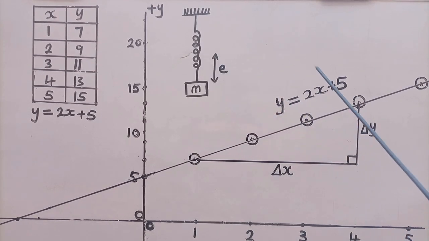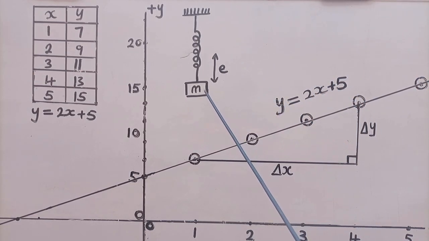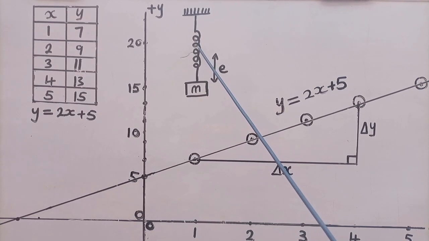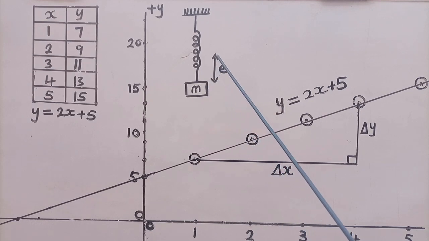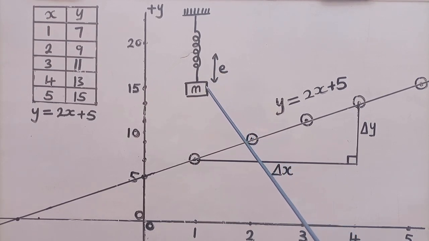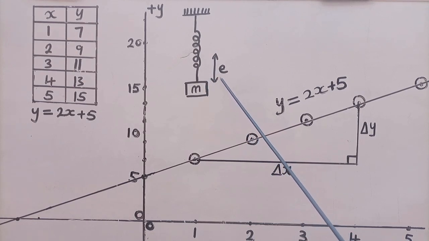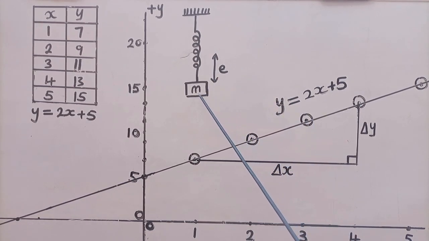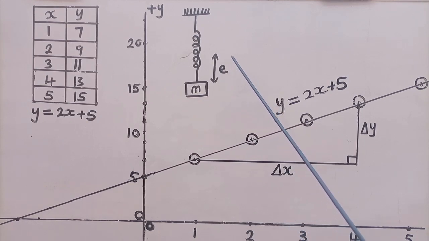This diagram illustrates the extension of a spring when a mass is hanging onto it. This is a spring. This is a mass hanging onto it. We know that in real life, when a mass is hanging vertically downwards this way on the spring, the consequence is that the spring may extend downwards. While M stands for the mass of the object hanging on the spring, let E stand for the extension, that is, increase in length.